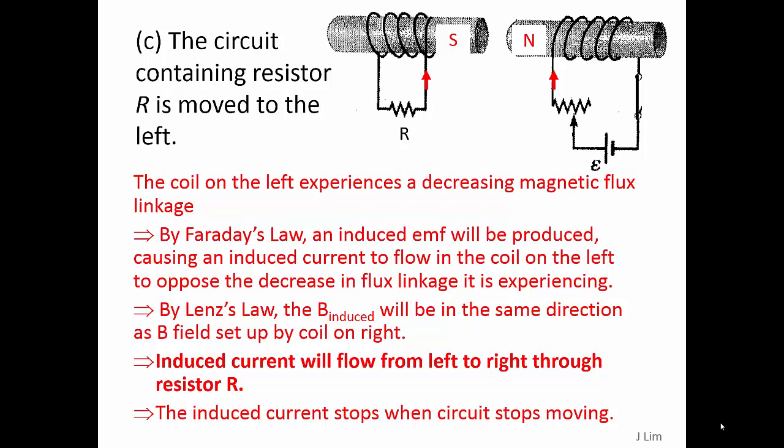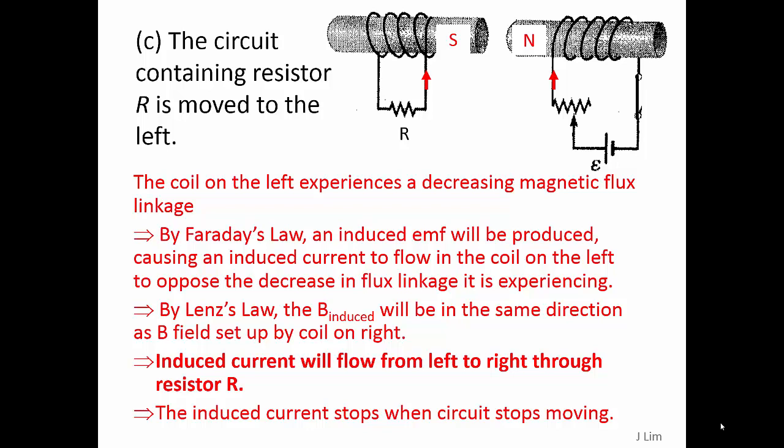The coil on the left experiences a decreasing magnetic flux linkage. By Faraday's law, an induced EMF will be produced, causing an induced current to flow in the coil on the left to oppose the decrease in flux linkage it is experiencing. By Lenz's law, the induced magnetic flux density will be in the same direction as the magnetic field set up by the coil on the right. Induced current will flow from left to right through resistor R.